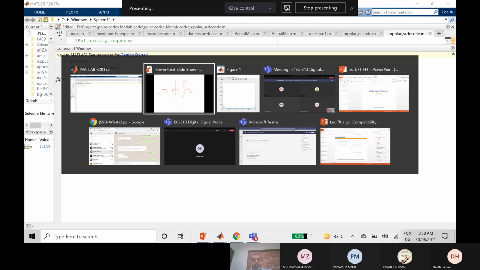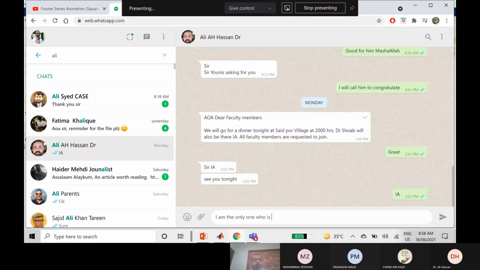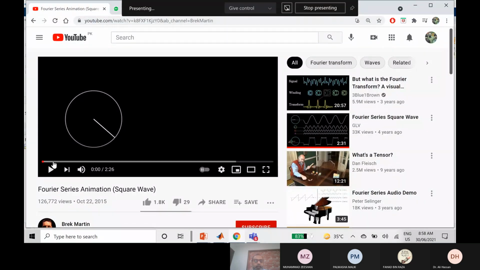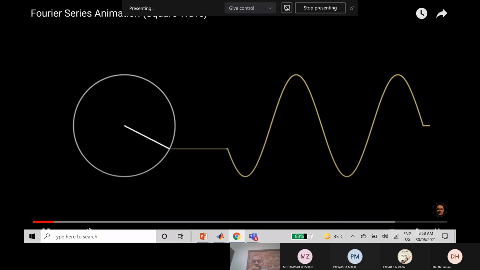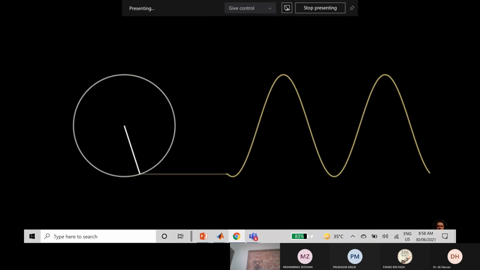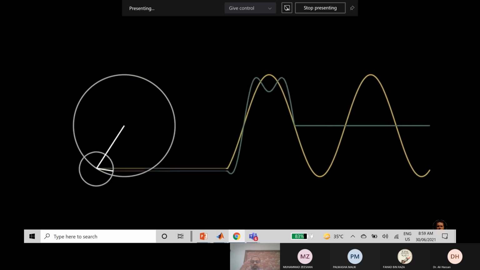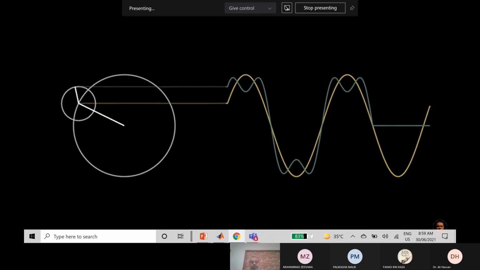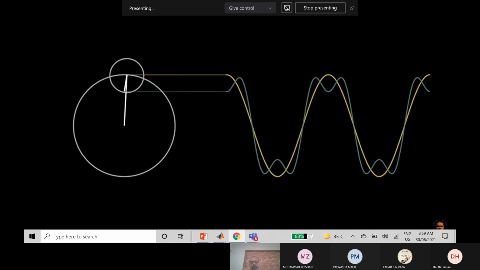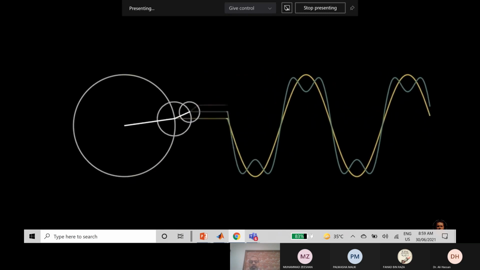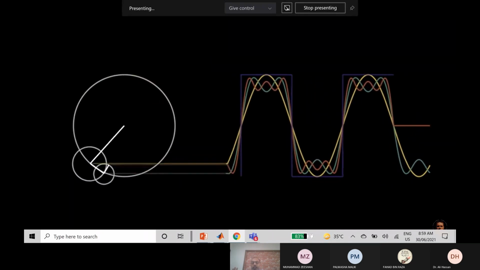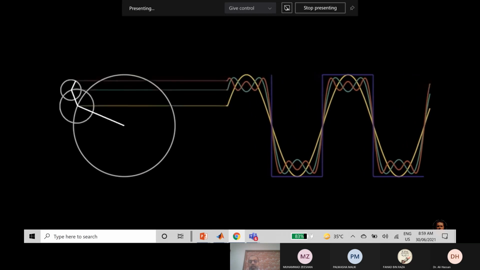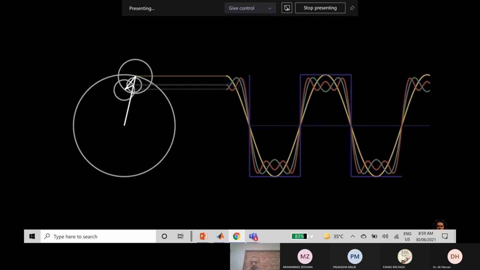Let me show you an animation for you to better understand Fourier series. This is the contribution of the fundamental harmonic, which is the cosine. Then comes the second harmonic, which is always 2f0, so there is another circle whose radius is half of this. This is the contribution of the second harmonic, and this is the contribution of the third harmonic. As you add more and more of these cosines, it starts taking the shape of a square pulse.